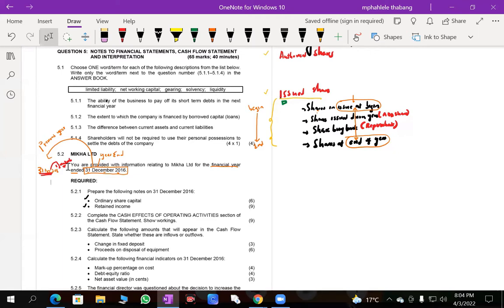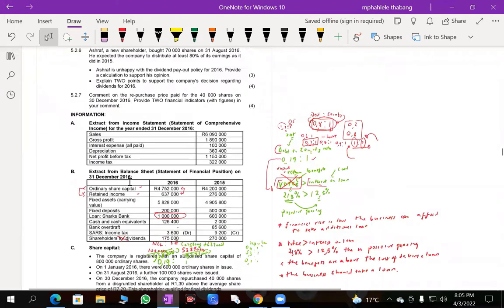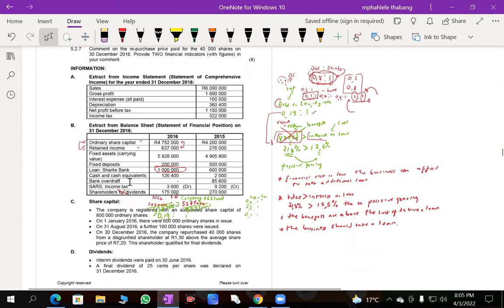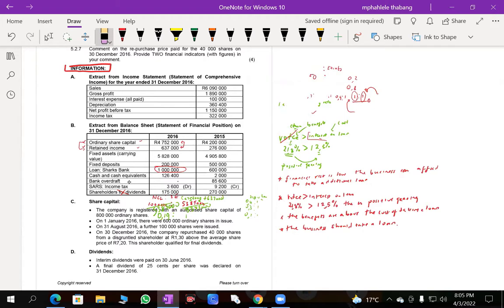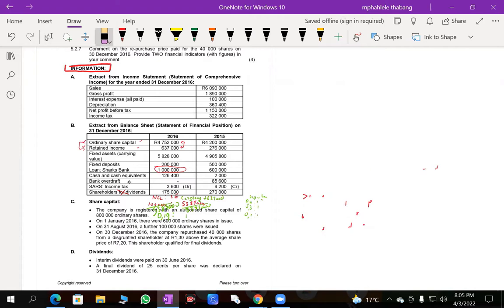So let's look for the number of shares in issue on 1 January 2016, which is the beginning of the financial period. So let's read our information. Here comes the information. So how many shares was there in the beginning of the financial year? How many shares was issued by the beginning of our financial year, which ended 31 December 2016?